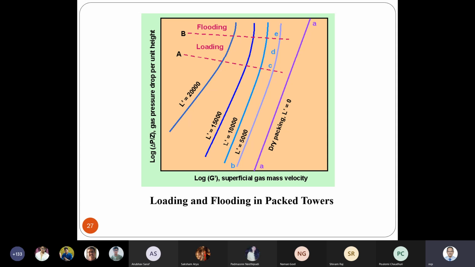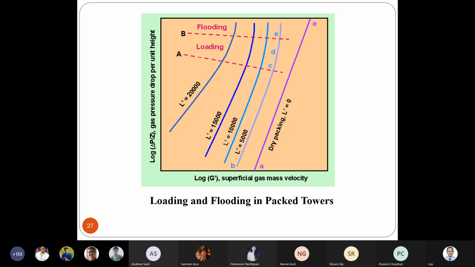Basically, this gas rate is such that it is not allowing the liquid to come down, as if it is holding the liquid up. So the tower is gradually getting loaded with the liquid, and this region is therefore called the loading region. That reduces the flow passage for the gas phase, which is why the gas pressure drop increases much more steeply with increased gas flow rate in this zone.